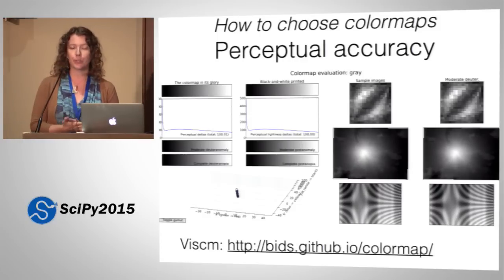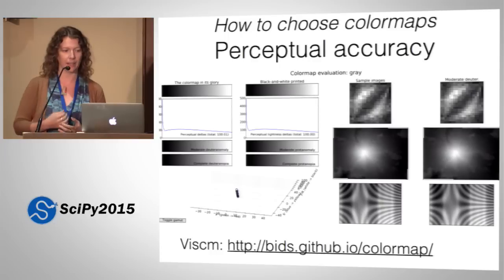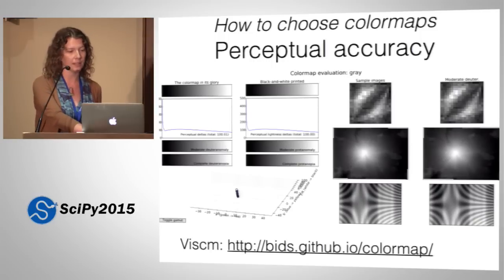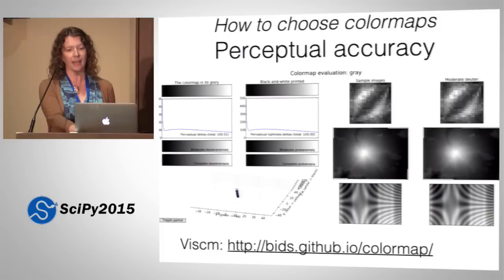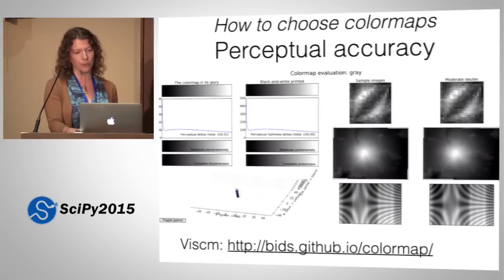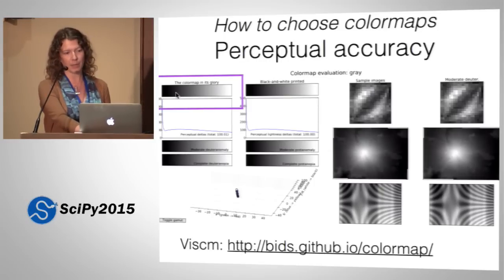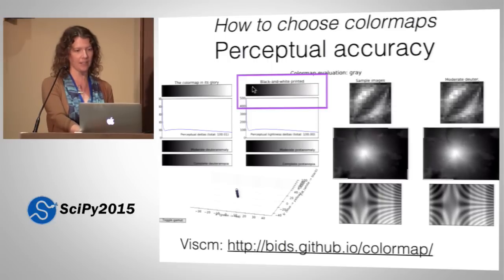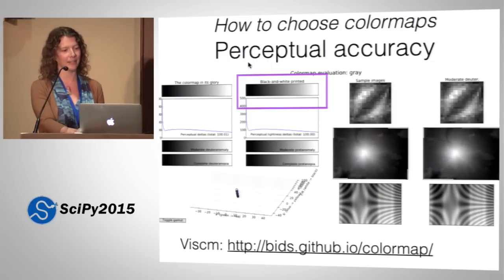Okay, so perceptual accuracy. This is tying in very specifically with that Nathaniel Smith and Stefan van der Walt talk the other day. So they've put together this tool that I'm showing some snapshots from here. And I'm just going to step you through a few different pieces over different slides. So what I'm showing here is the gray color map again. So that's what's shown here. Straightforward. When you print it in black and white, sure enough, it's very similar for grayscale.